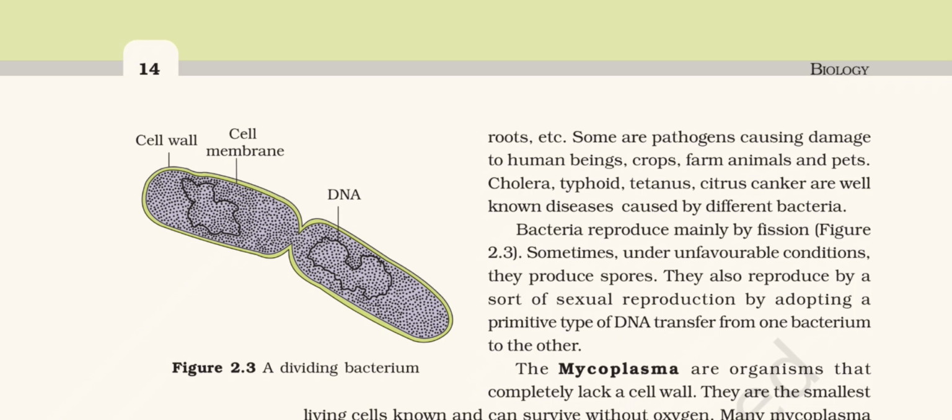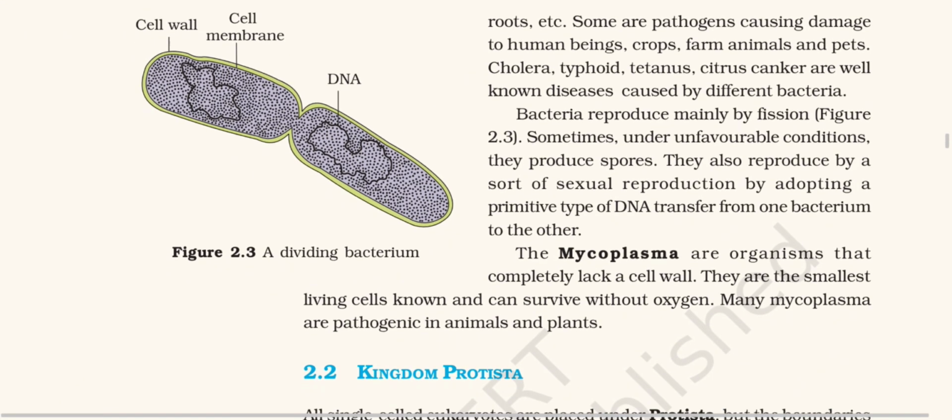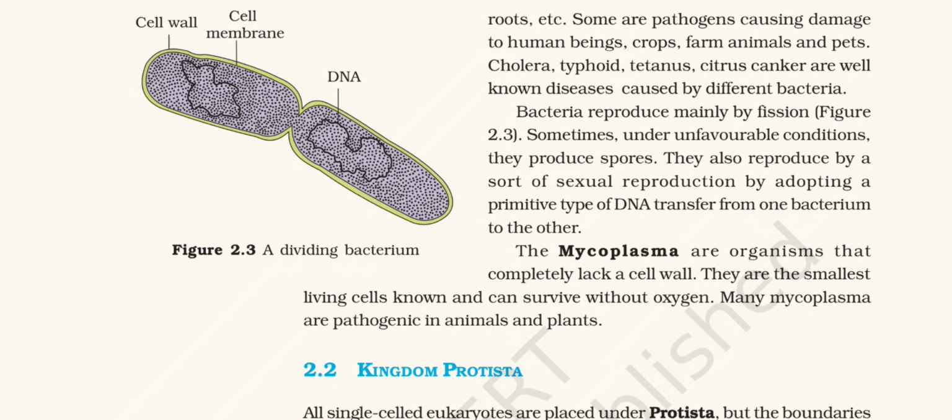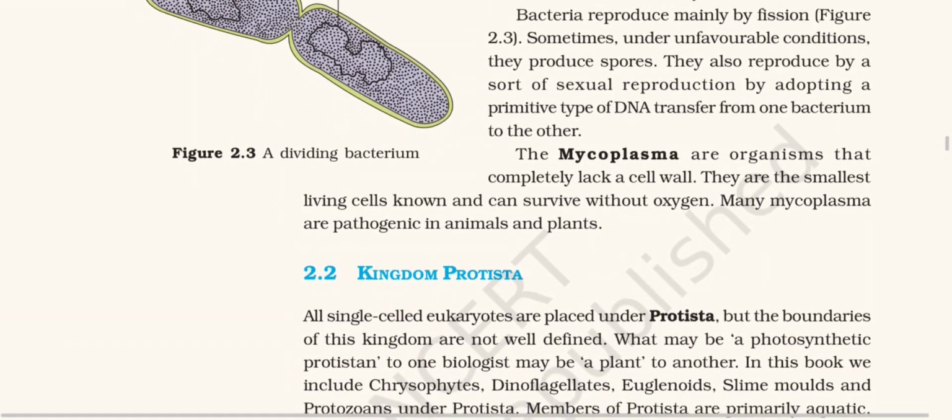Bacteria reproduce mainly by fission, Figure 2.3. Sometimes, under unfavorable conditions, they produce spores. They also reproduce by a sort of sexual reproduction by adopting a primitive type of DNA transfer from one bacterium to the other. Figure 2.3 A dividing bacterium. The mycoplasma are organisms that completely lack a cell wall. They are the smallest living cells known and can survive without oxygen. Many mycoplasma are pathogenic in animals and plants.